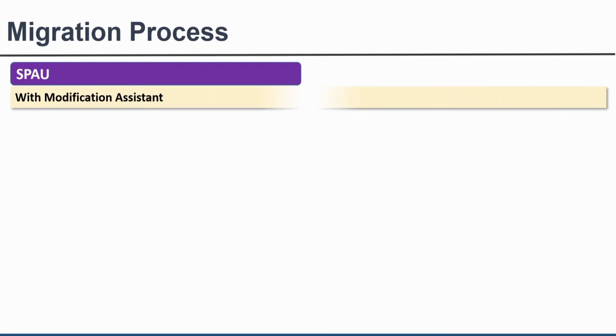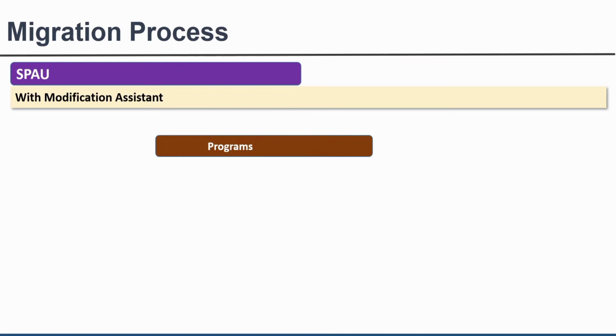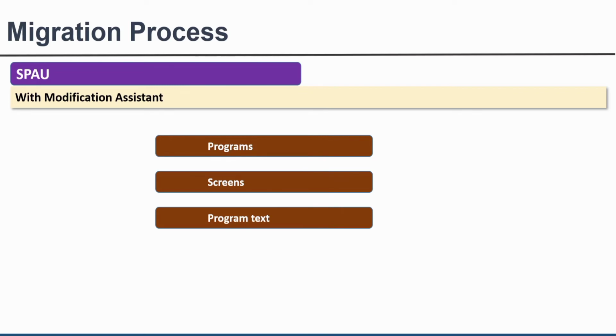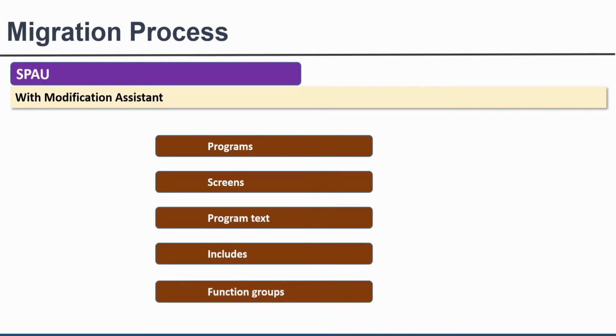With modification assistant. For objects under the with modification assistant node, analysis should be done as to what changes have been done to the respective object. A few possible scenarios are: programs. Here, if it is in orange status, it says it is inactive and has syntax errors. Screens, here nothing has to be done. Program text, here revert to the original. Includes, compare the current and previous version and take action accordingly. Function groups, similar to the programs.